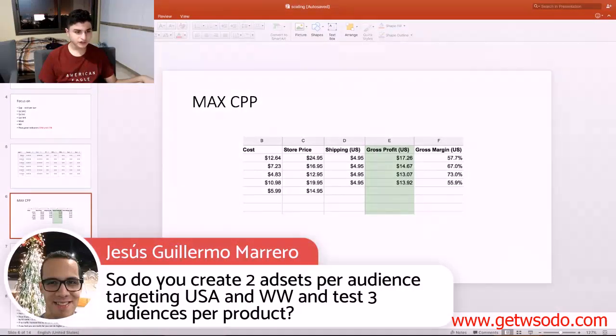So do you create 2 ad sets per audience targeting USA and worldwide, and just 3 audiences per product? So as I said, 3 audiences, like 3 interests per location. So 3 interests for USA and the same 3 interests for worldwide.